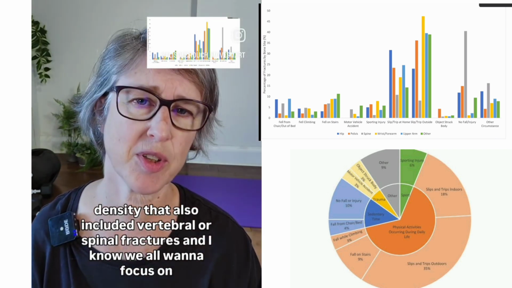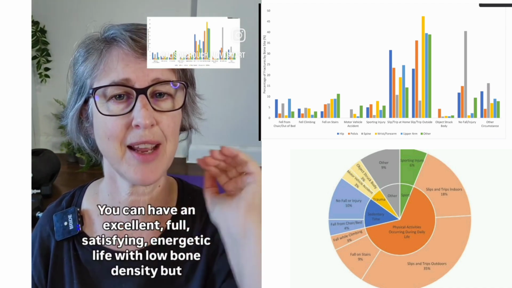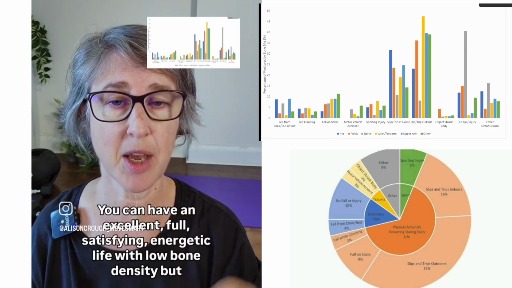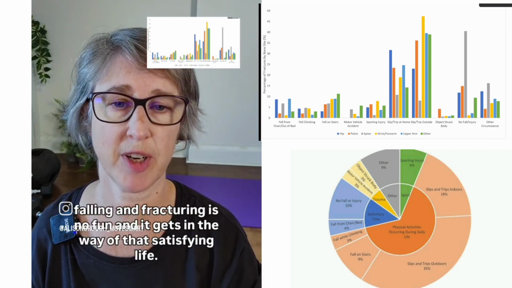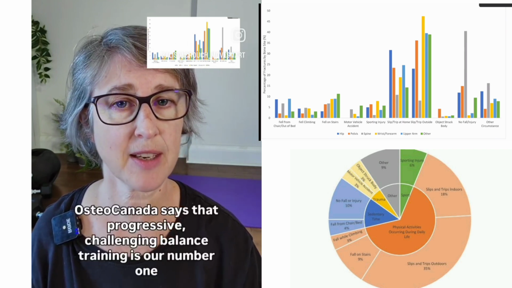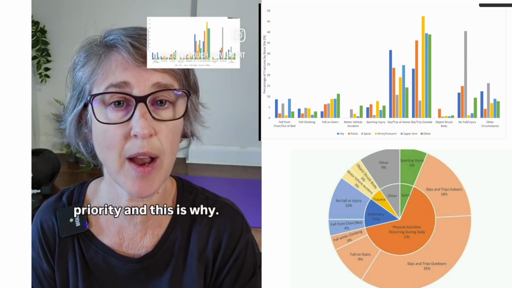And I know we all want to focus on increasing our bone density, but I can't be more clear about this. You can have an excellent, full, satisfying, energetic life with low bone density, but falling and fracturing is no fun, and it gets in the way of that satisfying life. OsteoCanada says that progressive, challenging balance training is our number one priority, and this is why.